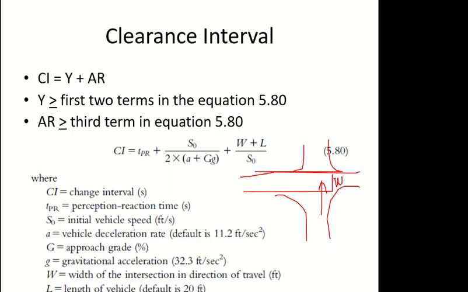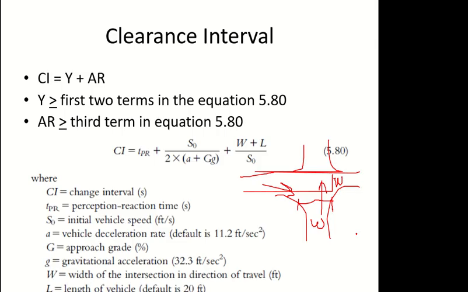The width of the intersection you will change for every movement and for every intersection. If I do it for this direction, then my W will be from here to here. This will be my W. So W will change, but L will remain the same. And S naught, obviously, will change according to the direction and the movement.